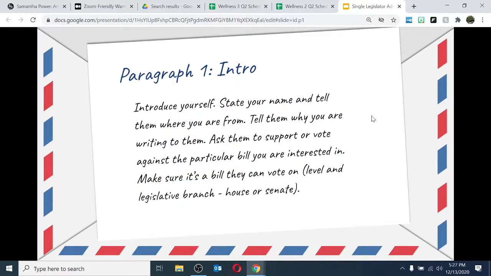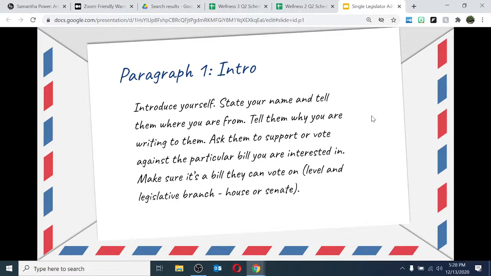All right, so paragraph 1 is your intro. State your name and tell them where you are from. Tell them why you are writing to them. All right, you are not writing to them because it's an assignment. Okay, I'm just telling you that right now. You don't list all your group members. You just list whoever the person is that's writing the letter. One person is who's actually going to write the letter. The whole group will help them write that letter, but it will only be from one person.